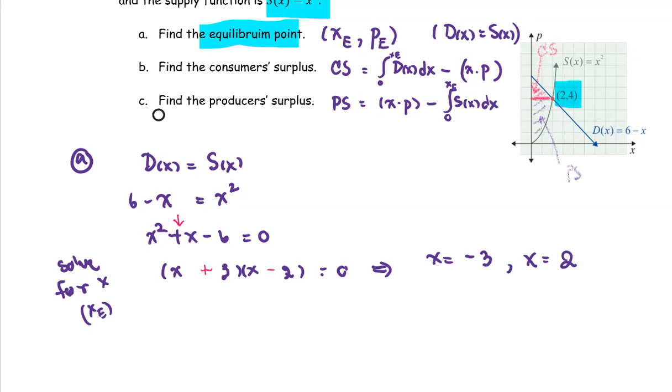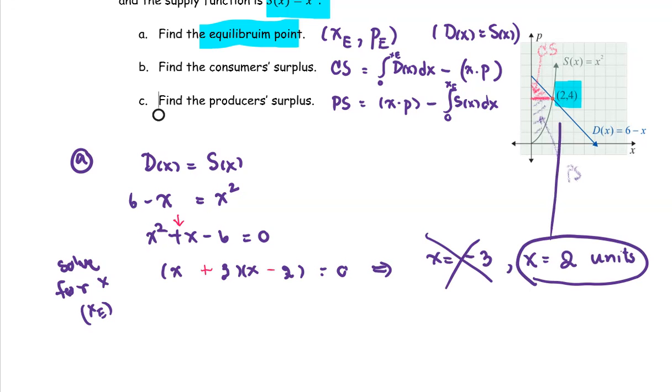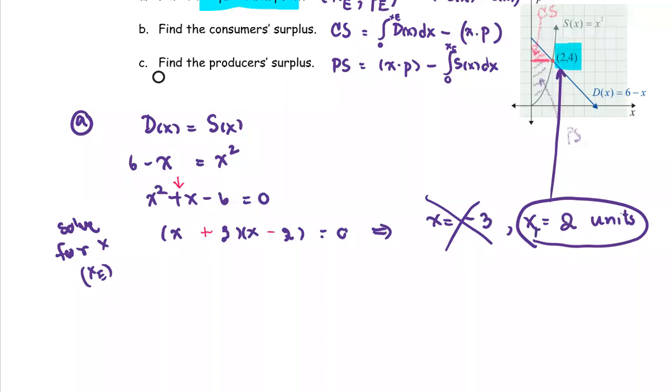x is the number of units, so we discard the negative number. We use the one that makes sense. We don't have a negative quantity for the units. So that's why the equilibrium point occurs at x equals 2. Okay, x equals 2. So this is the xe.